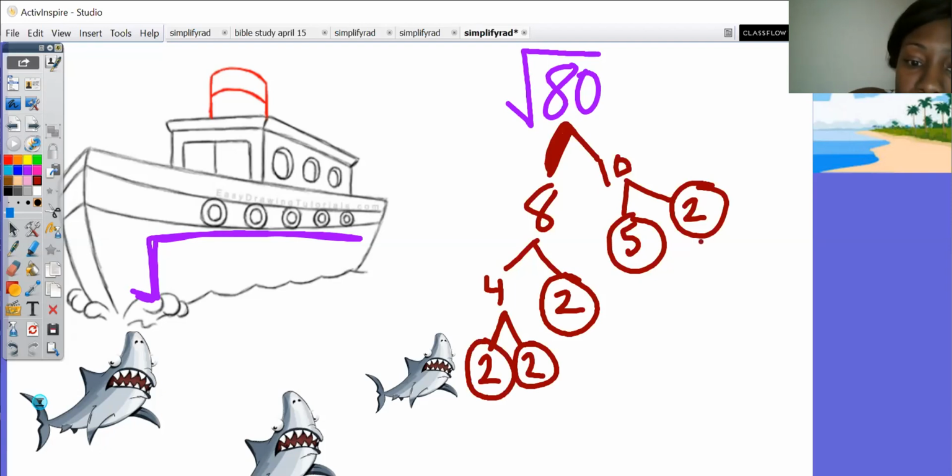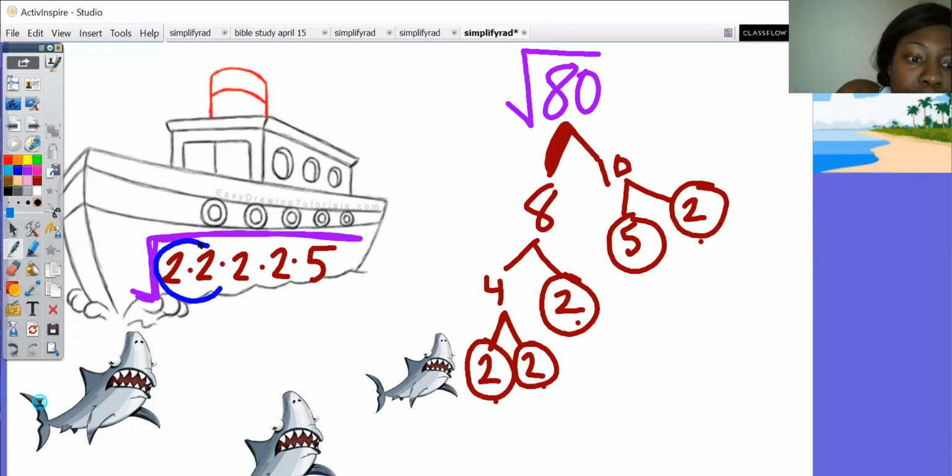Notice there's 1, 2, 3, 4. I'm doing a video right now. So I got 1, 2, 3, 4 2s, and then a 5, all right? So now that I have all my prime numbers in my boat, I'm going to start pairing them up.